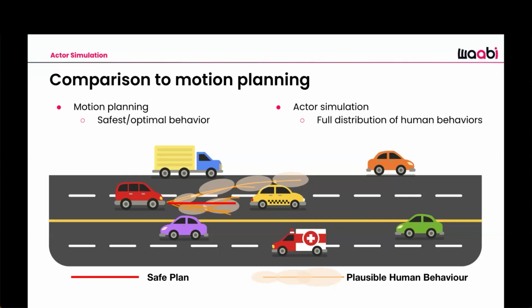Human drivers can be frustratingly cautious or recklessly aggressive. And oftentimes their behaviors are irrational, right? And most notably, human drivers rarely abide by any traffic rules at all, right? So in actor simulation, we want to be able to capture the full distribution of human driving behaviors. And this will allow us to expose the self-driving vehicle to the diversity of possible scenarios it might encounter in the real world.